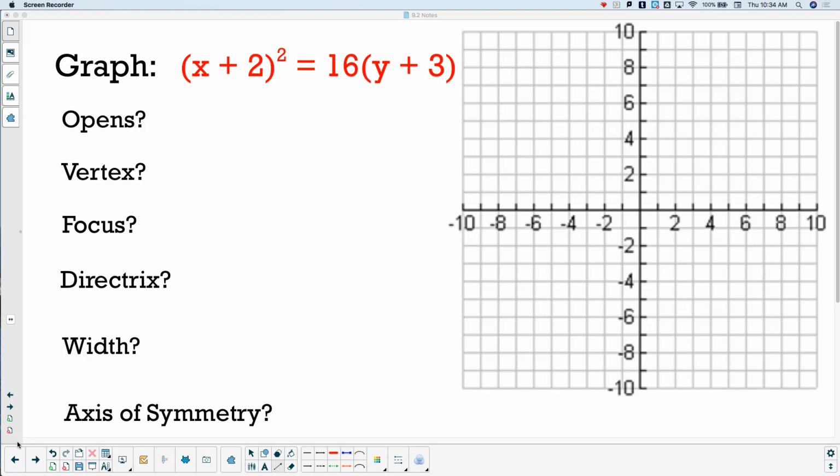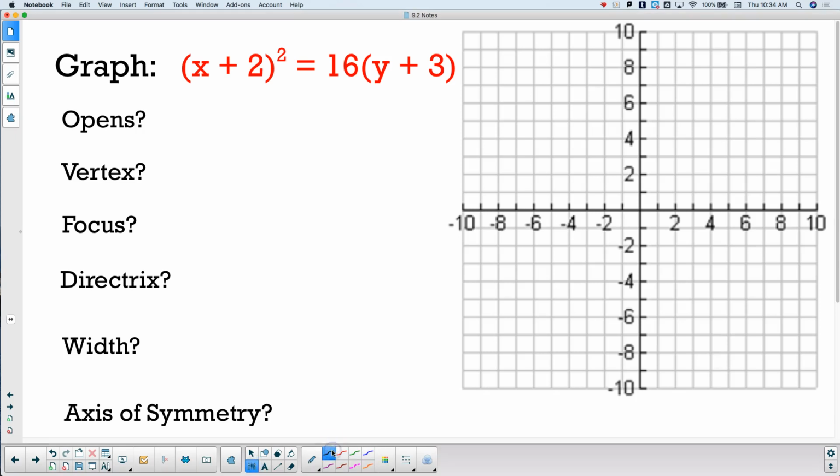Samantha, we're back to you. It opens up. Do we agree with opening up? Why do you think it opens up? Because the x is squared and the leading coefficient is positive. Yep. So I would agree that this opens up. Vertex? -2, -3. Again, thinking oppositely in both cases. Love it. There's my vertex.